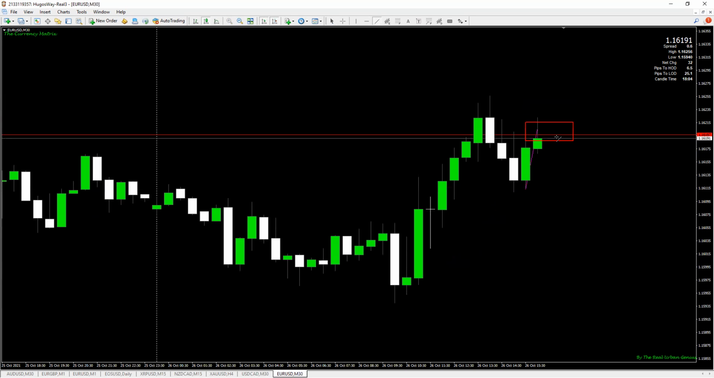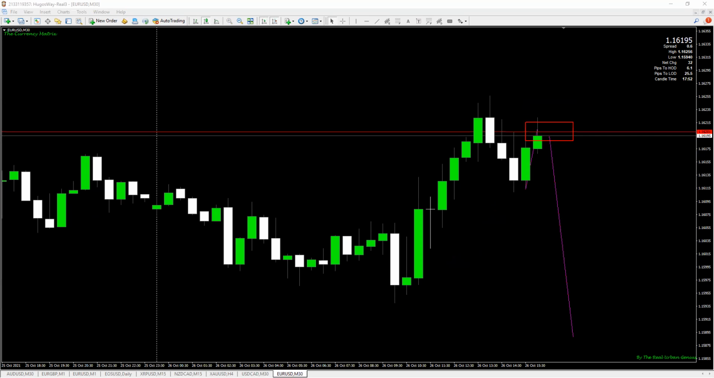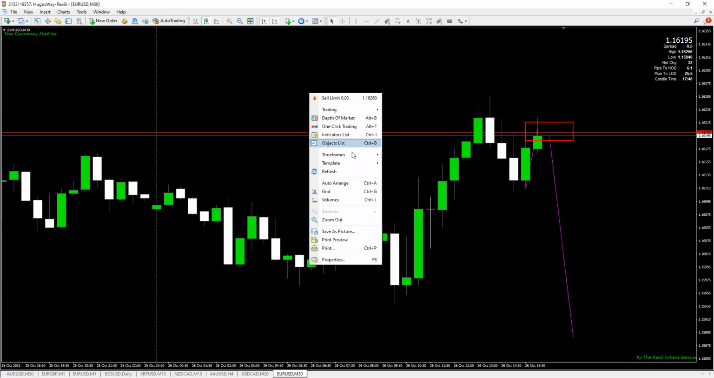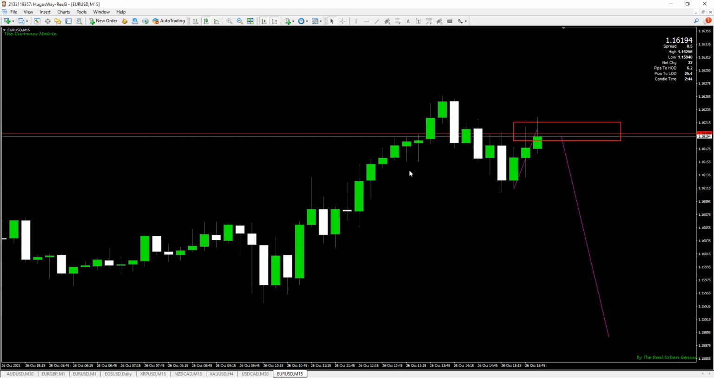This 30 minute ultimately should close down here. Clearly, we can see this downtrend here.